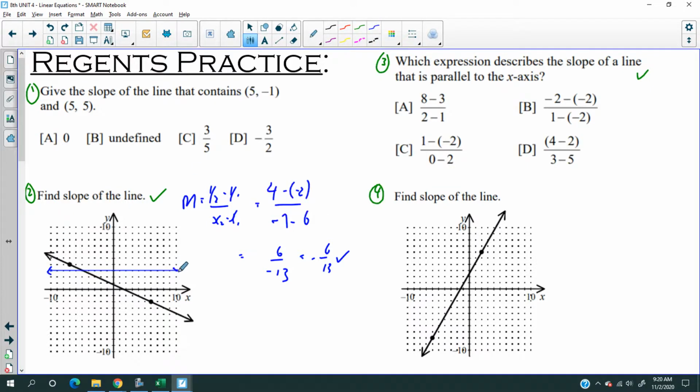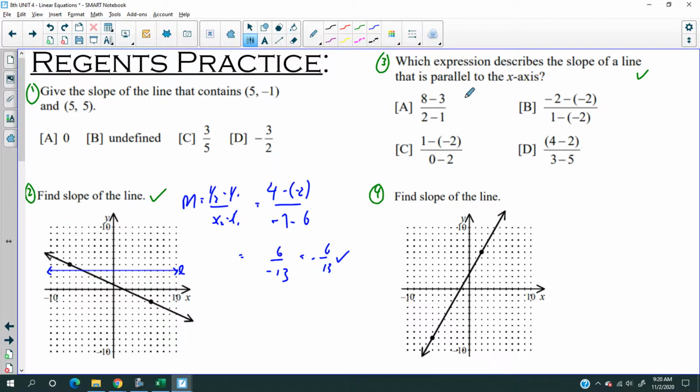So let's say we have a line, right? That's blue, this really thin blue line here that runs across, that is parallel to the x-axis. Okay, I'm going to just call this line L, right? You see how lines L and x are parallel? They don't touch, right? Now, what does that mean? Which expression describes a line?